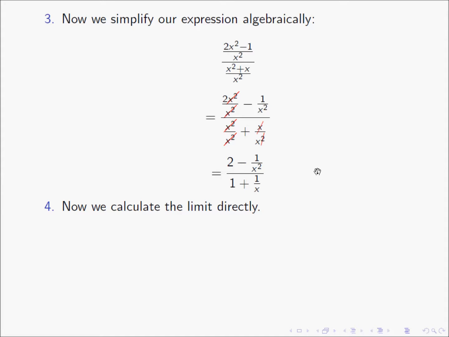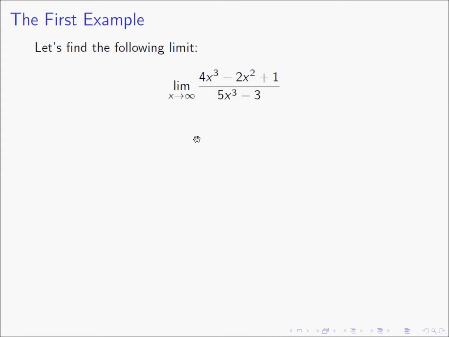And step 4 is to calculate the limit using the last expression we got. And we're going to do that in this example. Here we have the limit as x approaches infinity of this function. It is the quotient between two polynomials.